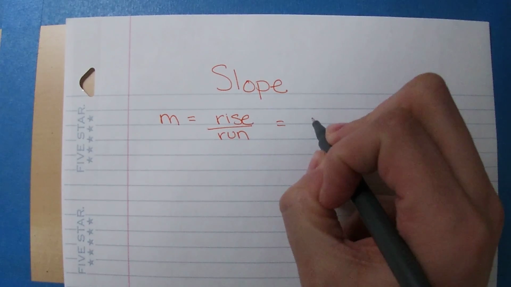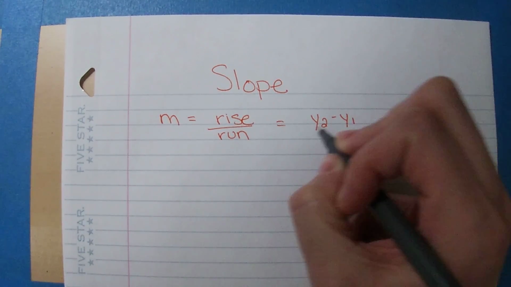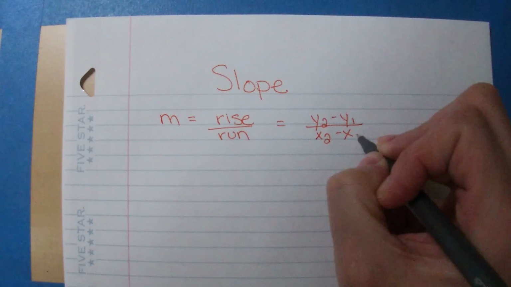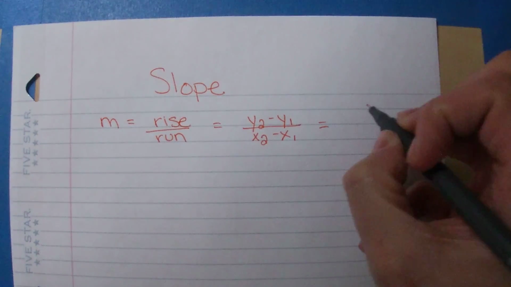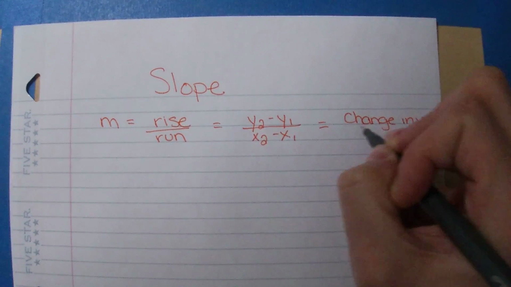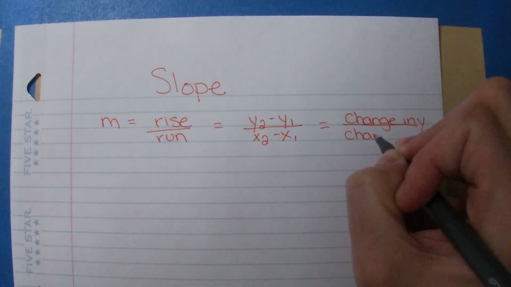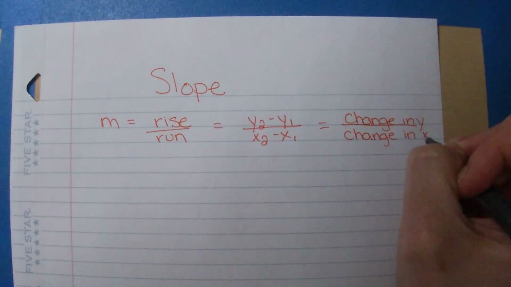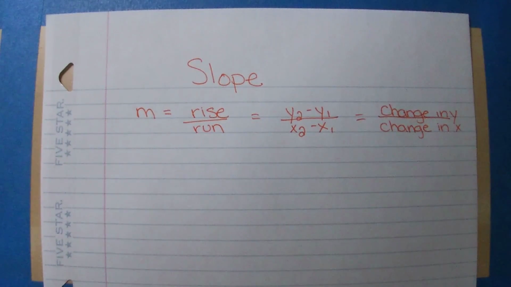We can use a formula to find it, which is y2 minus y1 over x2 minus x1. It is the change in y over the change in x. Those are the pieces we need to know for slope. We use these different options to calculate the slope based on what we are given. And when we find slope, there are three types of slopes that we can have.